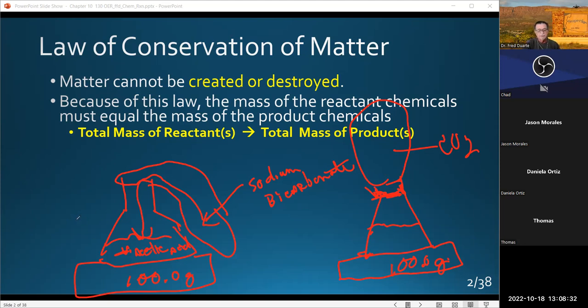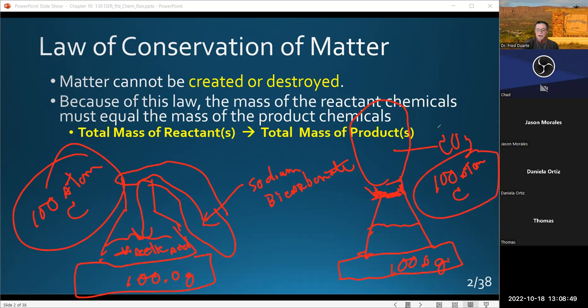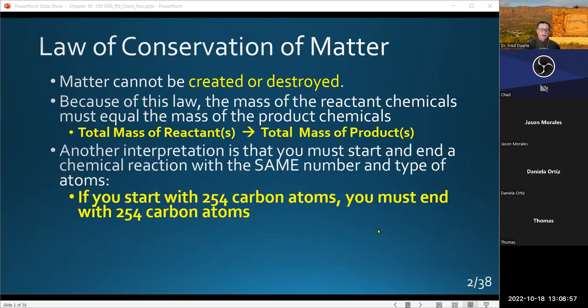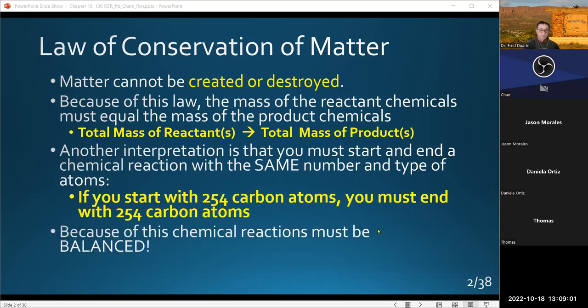And so, like I said, if you have 100 atoms of carbon, I'm just using that as an example, in the beginning in the form of sodium bicarbonate, at the end you need to have 100 atoms of carbon, in this case in the form of carbon dioxide. That's essentially what conservation of matter is telling us. And that's another way to put it, 254 carbon atoms, 254.